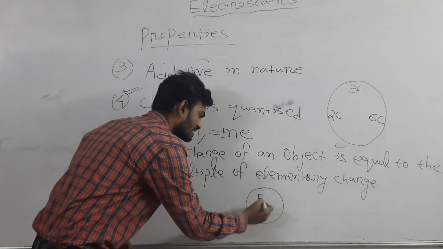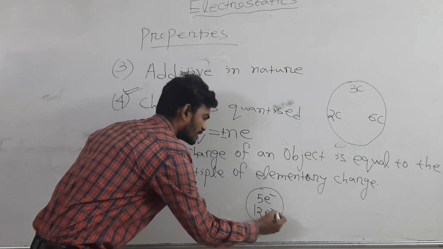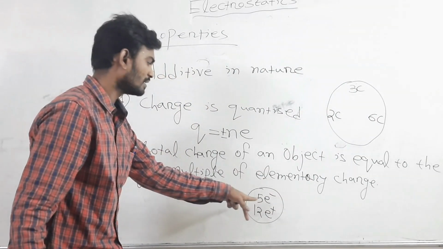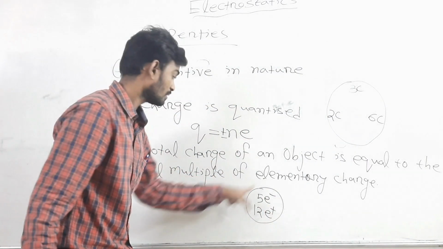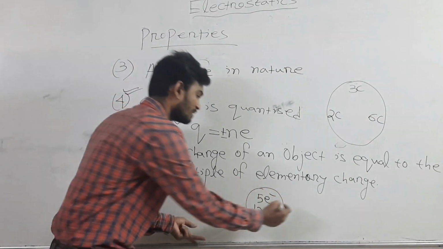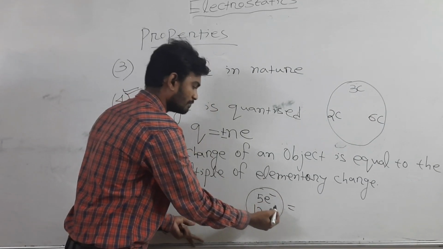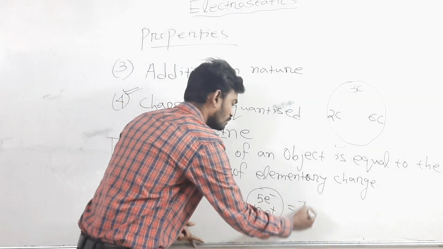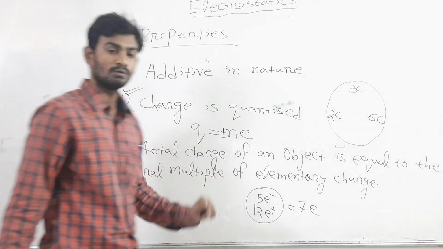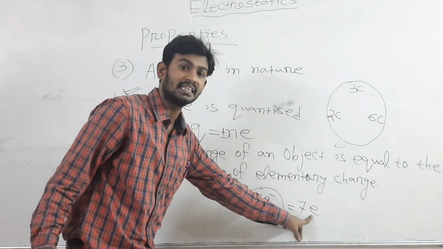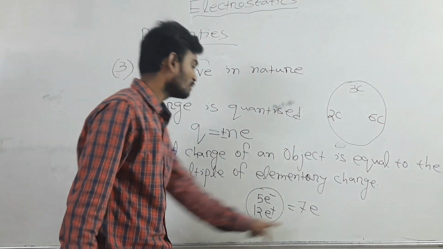Suppose it has 5 electrons and 12 protons. Then what is the charge? According to the additive nature, the total charge of this object is equal to 12e plus 5e minus, means 12 minus 5 is equal to 7e. What is the value of e? e is equal to 1.6 into 10 to the power minus 19 coulomb.